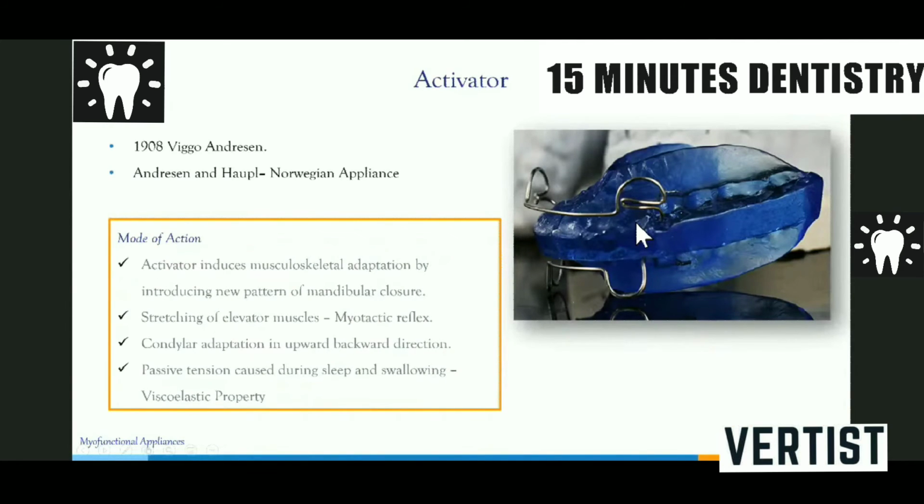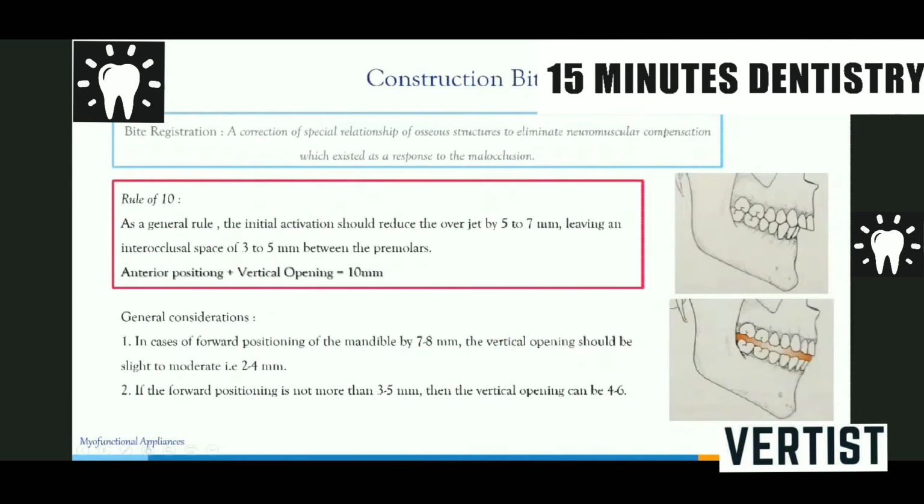Another important question that is asked is bite registration, a correction when you're using any of the myofunctional appliances. We are looking at the modification of the muscular activity as well as advancement of the mandible, or correction of the orthopedic correction. So correction of the spatial relationship of the osseous structures to eliminate the neuromuscular compensation which existed as a response to malocclusion is called bite registration.